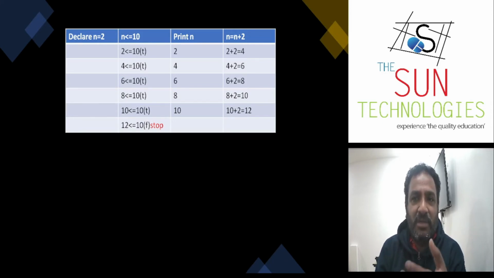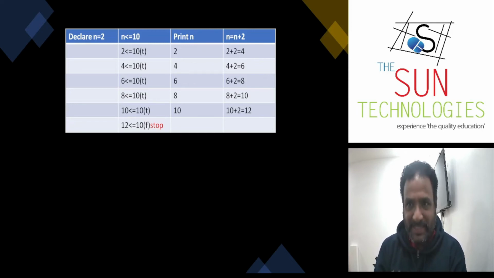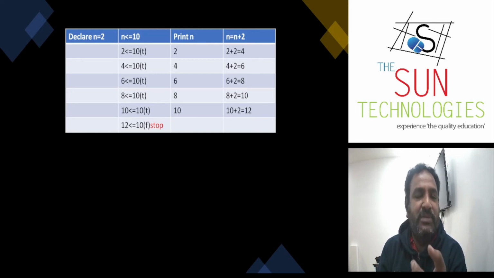And you can take those values: 2 less than or equal to 10, condition true, 2 is displayed. 2 plus 2, 4. 4 less than or equal to 10, true, 4 is displayed. 4 plus 2, 6. 6 less than or equal to 10, true, 6 is displayed. 6 plus 2, 8. 8 less than or equal to 10, 8 is displayed. 8 plus 2 equals 10. 10 less than or equal to 10, true, 10 is displayed. Once 10 plus 2 becomes 12, 12 less than or equal to 10 is false, so it will stop the process.